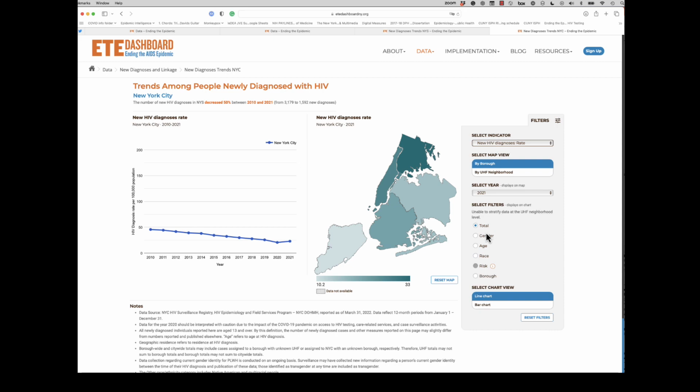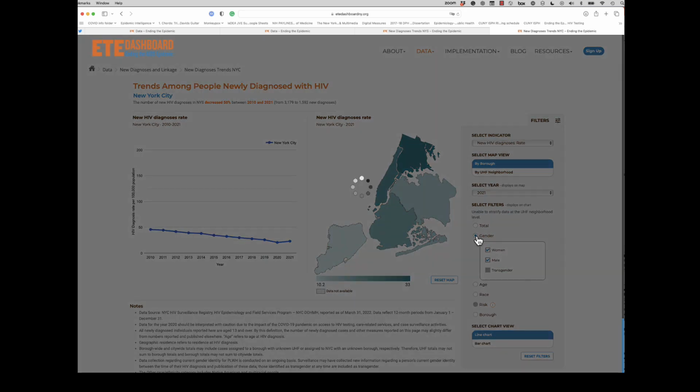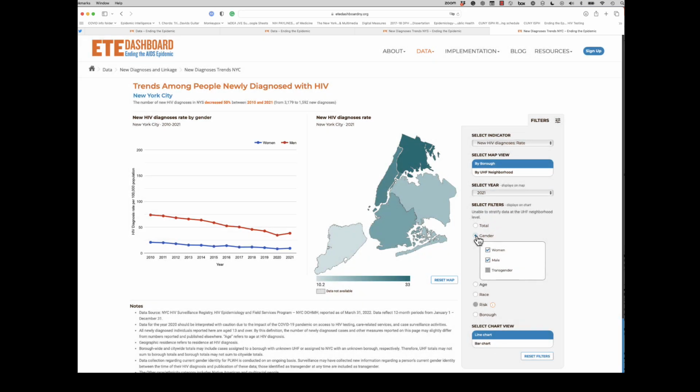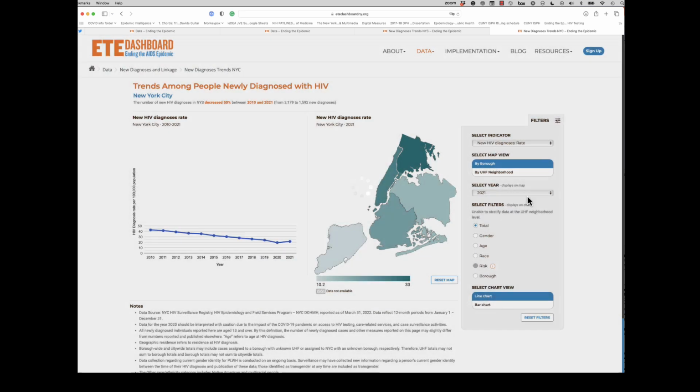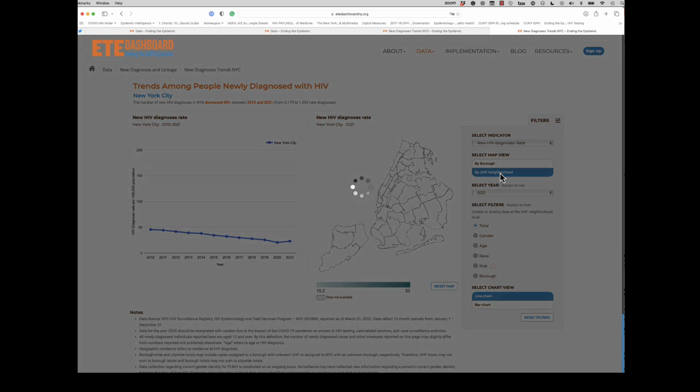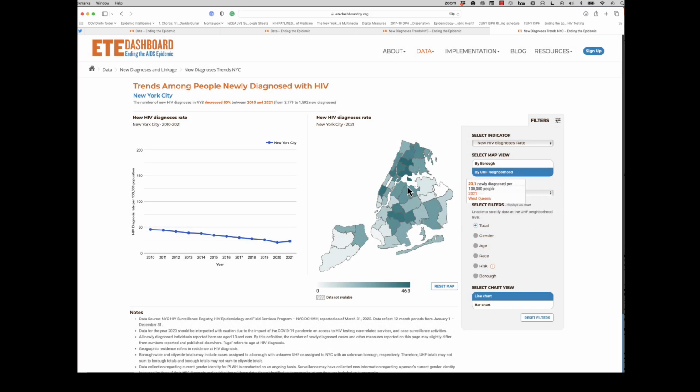And then you can stratify some of these trends by different sociodemographic characteristics, such as gender, such as age. And when you're looking at the totals, you can filter also by UHF neighborhood. And you can see the extent to which HIV diagnosis rates vary by New York City neighborhood.